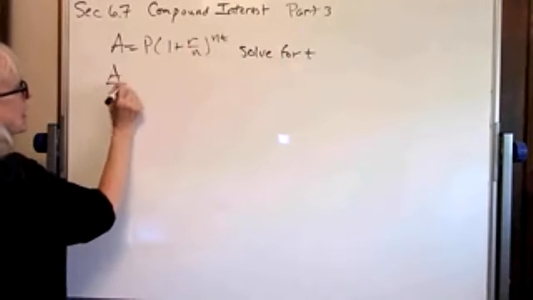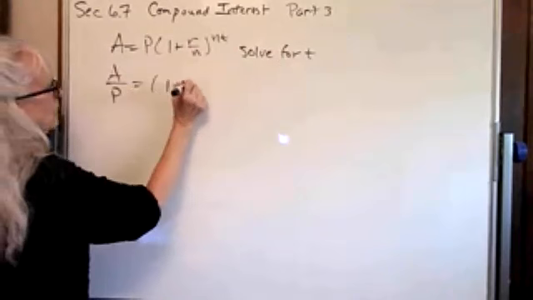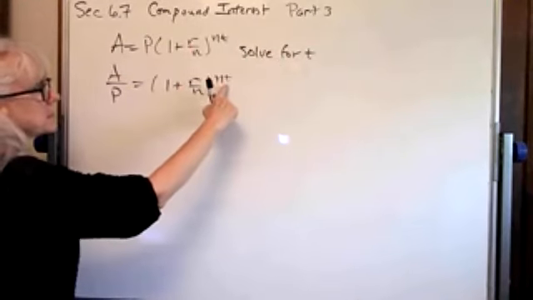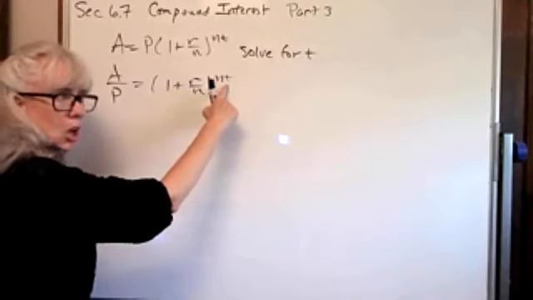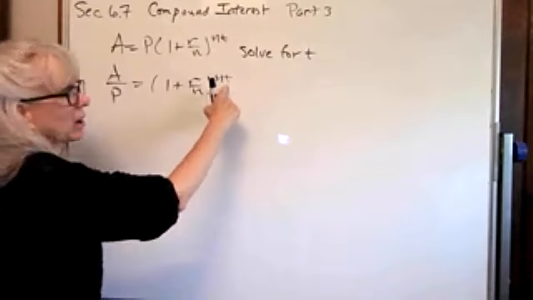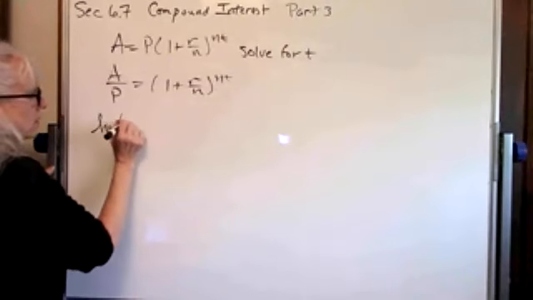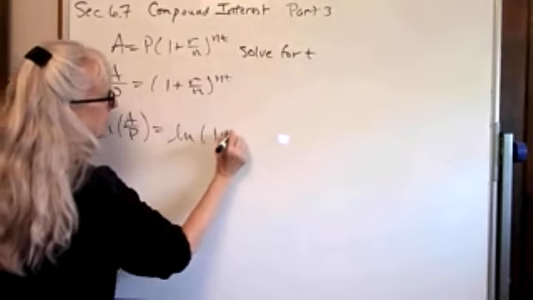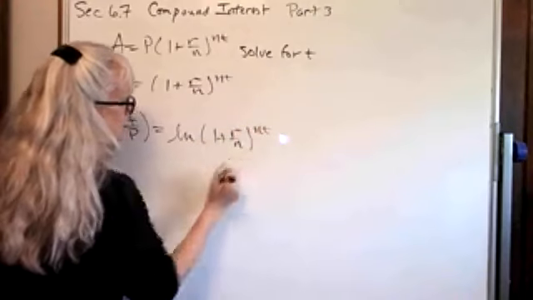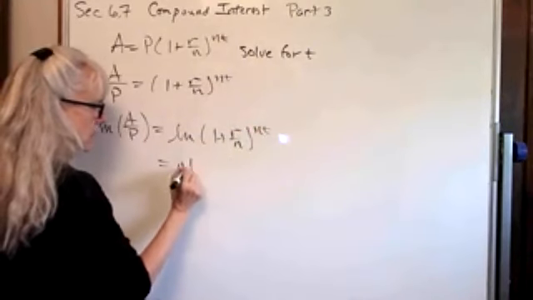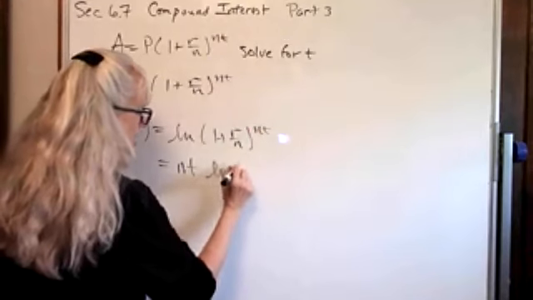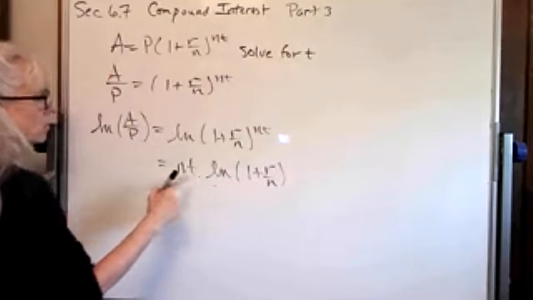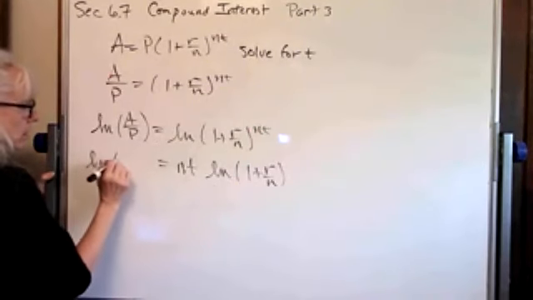So that'll give me A divided by P is equal to 1 plus R over N to the NT. But because we're solving for time and time is stuck there, if there is an exponent, we're going to take the log of both sides. I'll still use ln just because it's quicker to write. So I have the natural log of A divided by P is equal to the natural log of 1 plus R over N to the NT. Again, the reason we're doing that is that now lets me move the NT out in front of that logarithm.